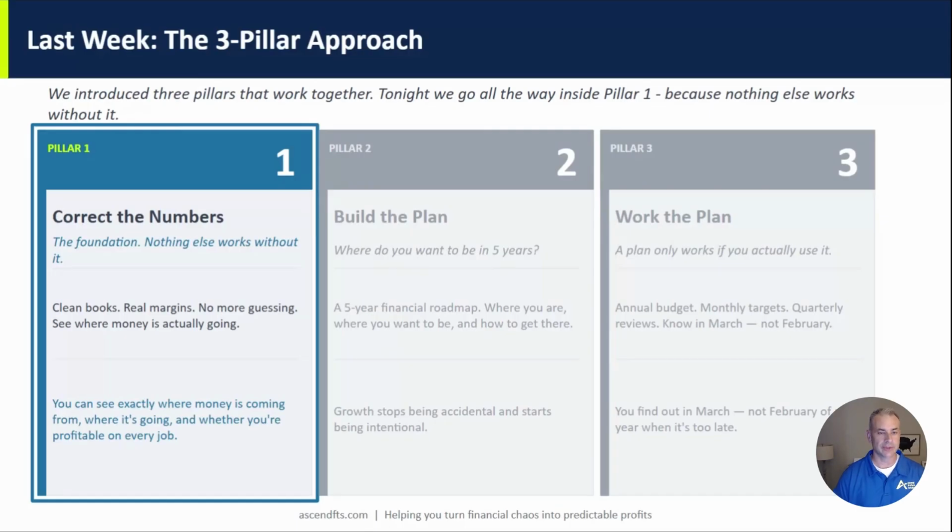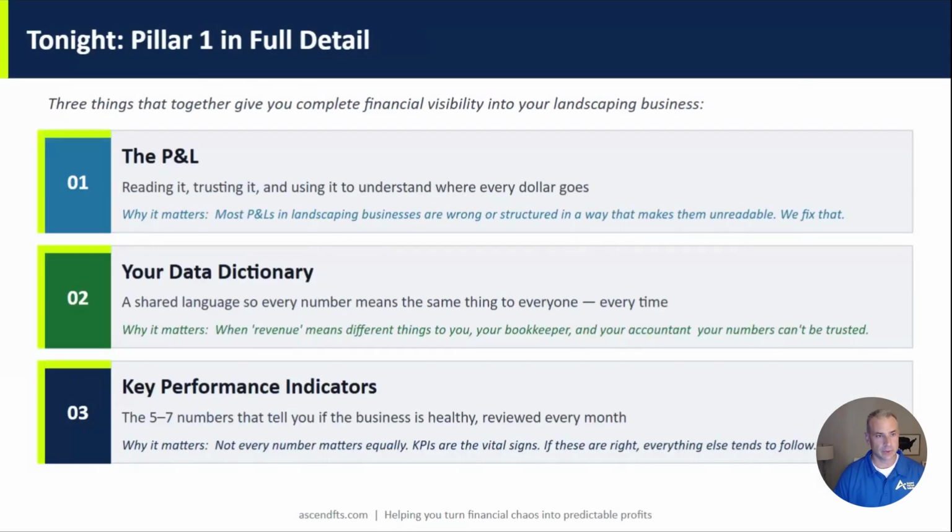But we're going to go the next level down, do a double click into pillar one, and talk about it. So, what is pillar one, and what are the components that we're going to talk about? One is obviously the P&L, your profit and loss statement, your income statement. We want to dive into that, see what that means, and why it matters.